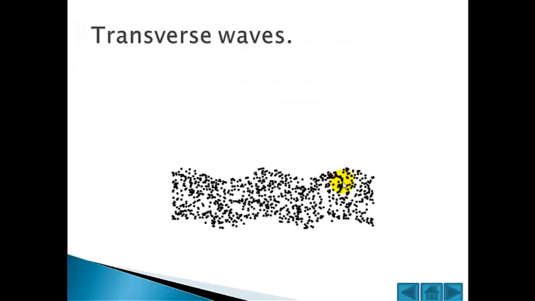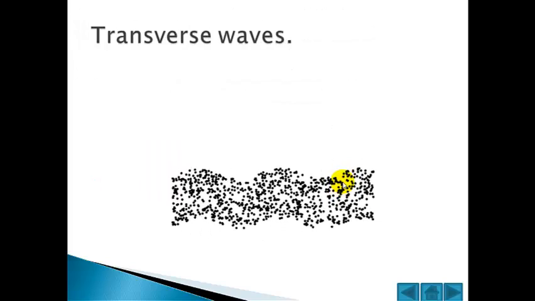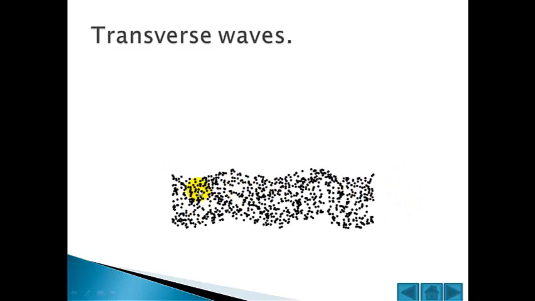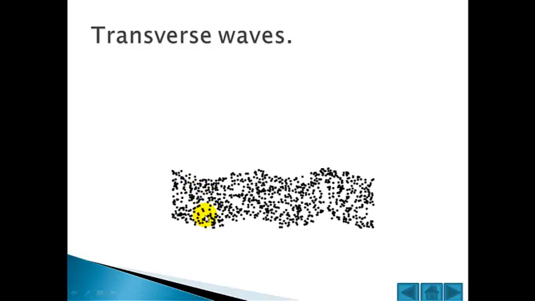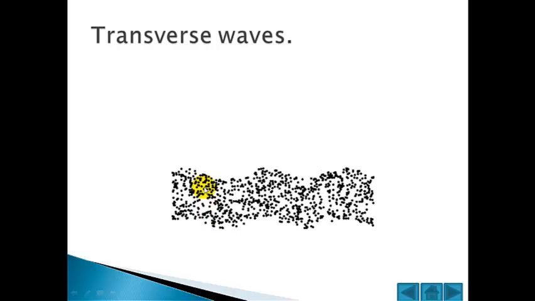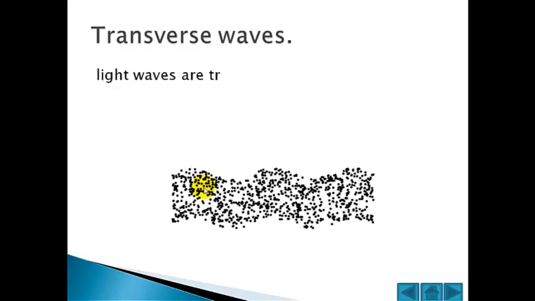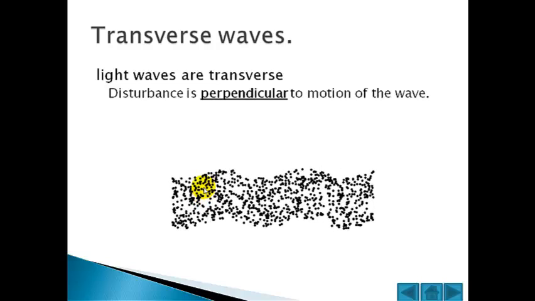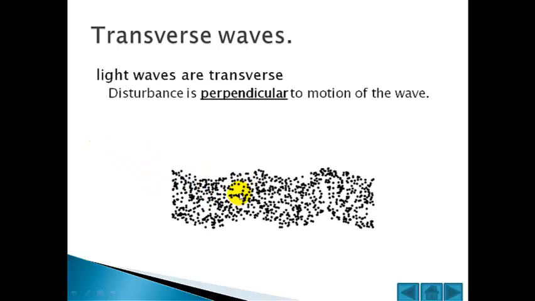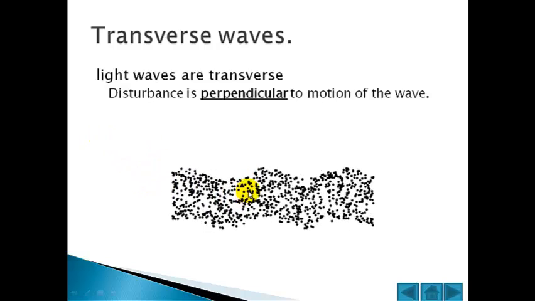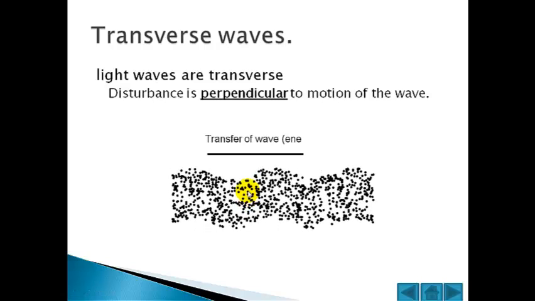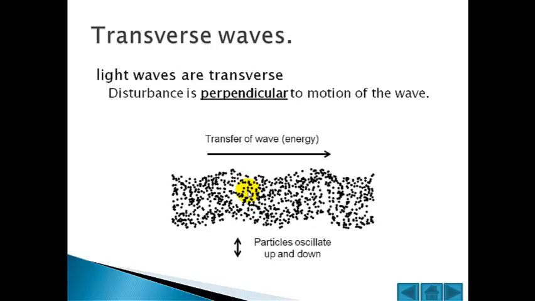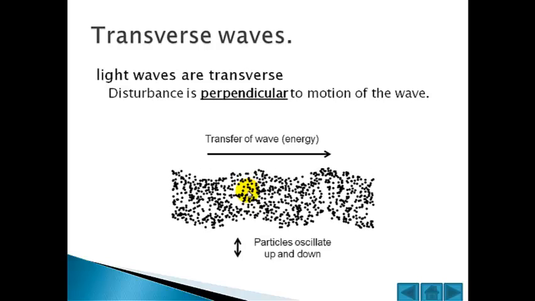Transverse wave, however: the energy is going from left to right, but the particles are oscillating at 90 degrees to that. They're going up and down. So this is called a transverse wave. For example, a light wave is a transverse wave, where the disturbance in the medium is perpendicular to the direction of the motion of the wave. So the wave is going from left to right, but the disturbance is in the vertical plane. So the particles oscillate up and down.